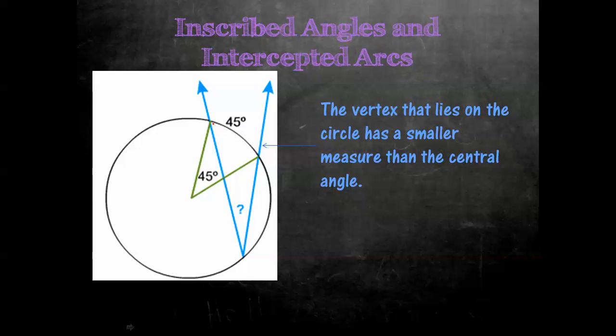The vertex that lies on the circle has a smaller measure than the central angle. So here, for example, here are 2 points that lie on the circle. This is our inscribed angle. The inscribed angle is going to be smaller than the intercepted arc.